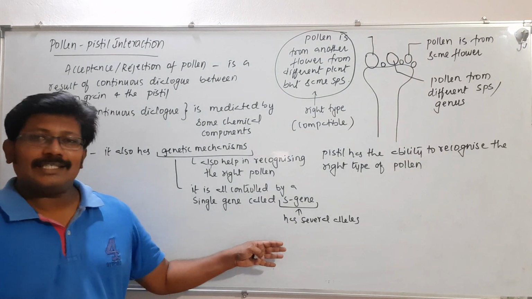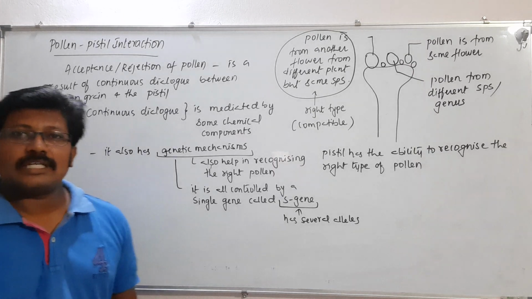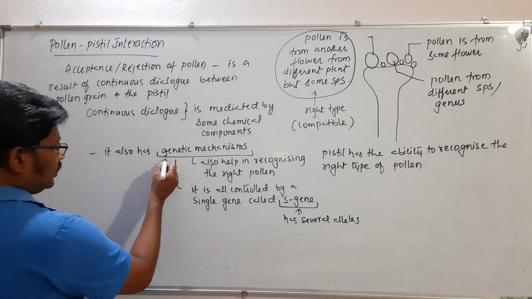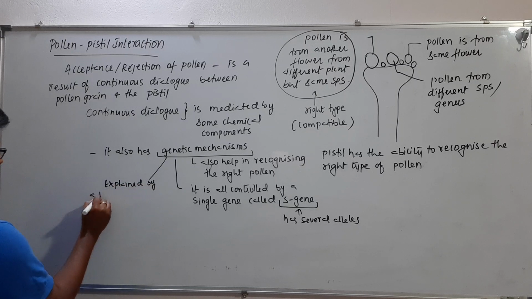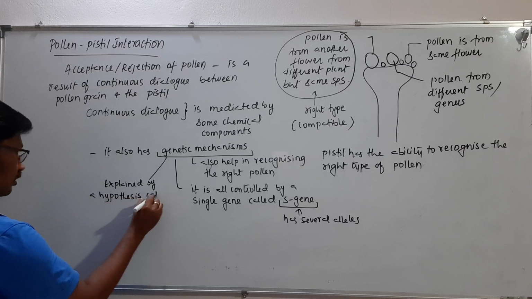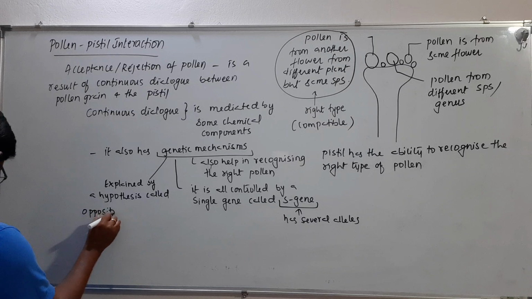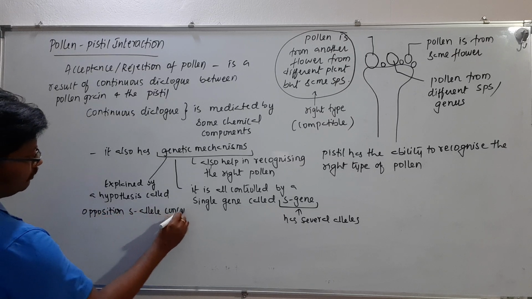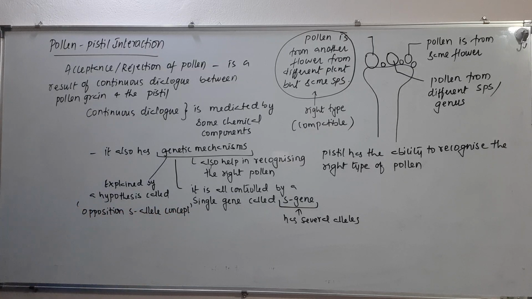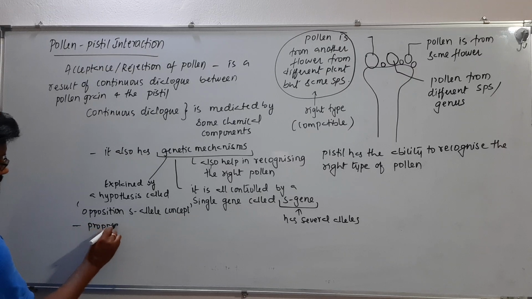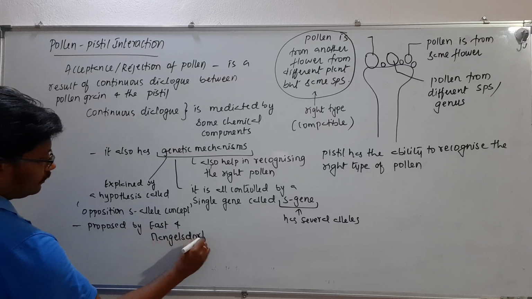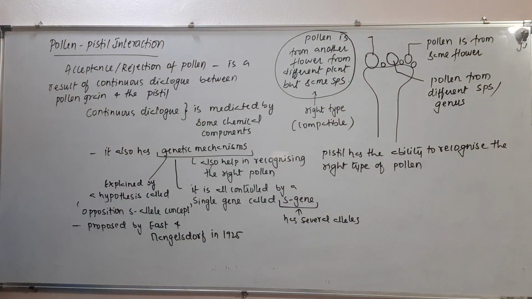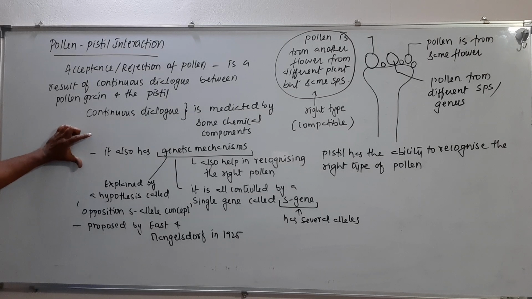What all these alleles and genes are, we will slowly come to know in our coming classes. So these genetic mechanisms are explained by a hypothesis called opposition S allele concept, and this was proposed by East and a person called Mangelsdorf in 1925.